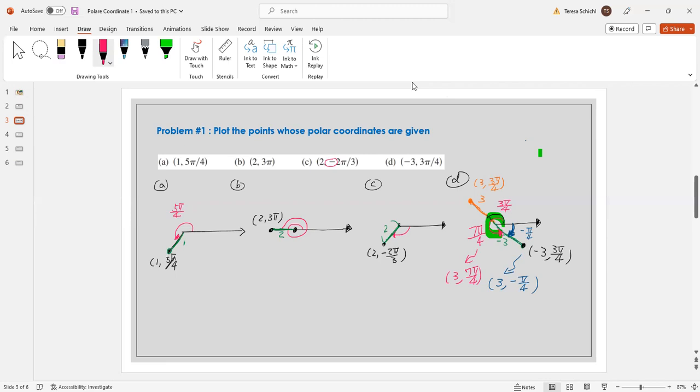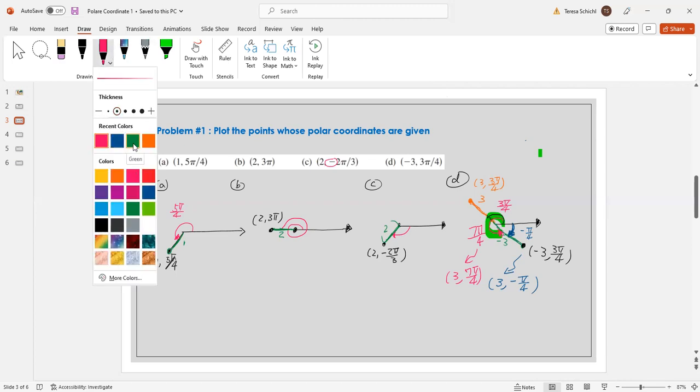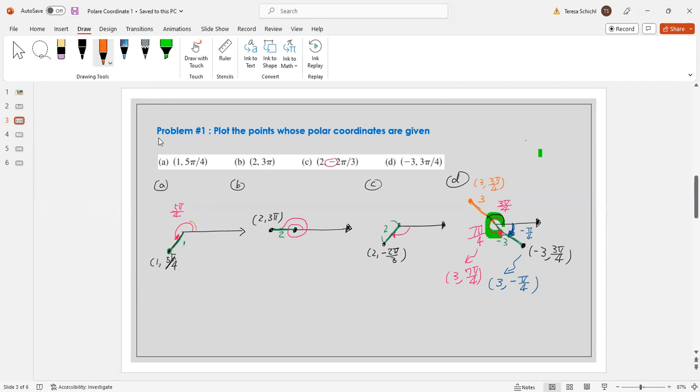Okay, so now let's take a look at these ones here. The first one, I'm going to go back and write down my general formulas here. This point is (1, 5 pi over 4). I can say I will swing the whole circle, then go to the 5 pi over 4. So this will give me exactly the same point, the golden one here.